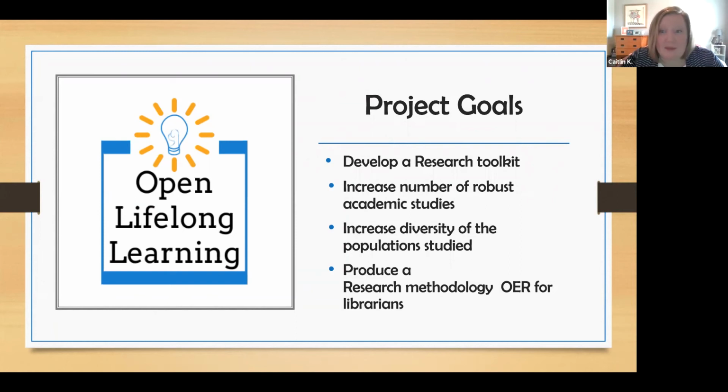Increasing the diversity of the population studied. As you see, we are representing multiple institutions across the state of Oklahoma with multiple different diverse audiences and populations, and we'll talk about that a little bit more as well. And then finally, our project goal is to produce a research methodology OER for librarians specifically so that they can use it in their work.